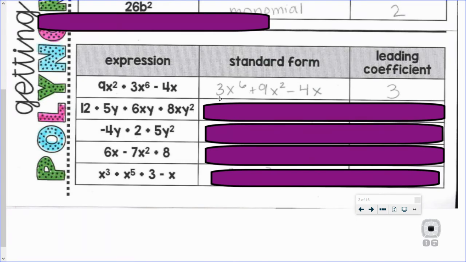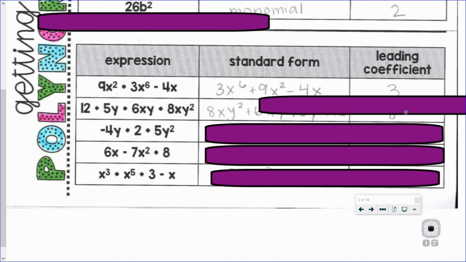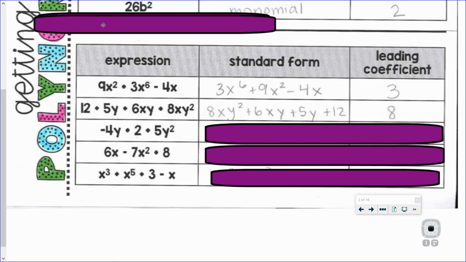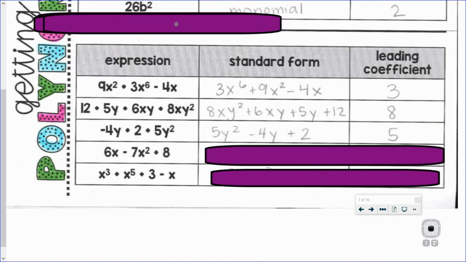Look at the next one. Put it in standard form, Devin. 8xy squared plus 6xy plus 5y plus 12. Absolutely. Very good. And the leading coefficient is 8. So perfect. All right. Georgia. 5y squared minus 4y plus 2 with a leading coefficient of 5. Perfect. Outstanding.